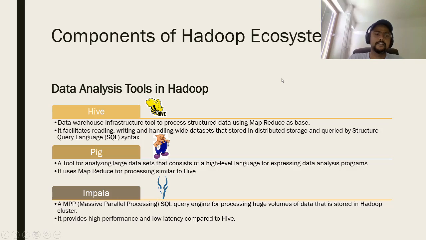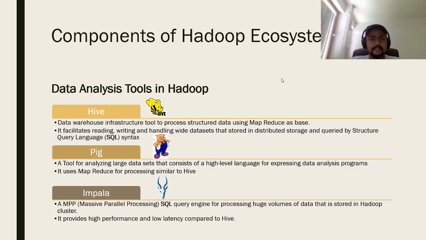Next comes the data analysis tools, and when it comes to data analysis, we are talking about running the analytical queries, now, the SQL queries, right? So you have Hive, Pig, and Impala. So let's take all of them one by one. Let's talk about Hive first.